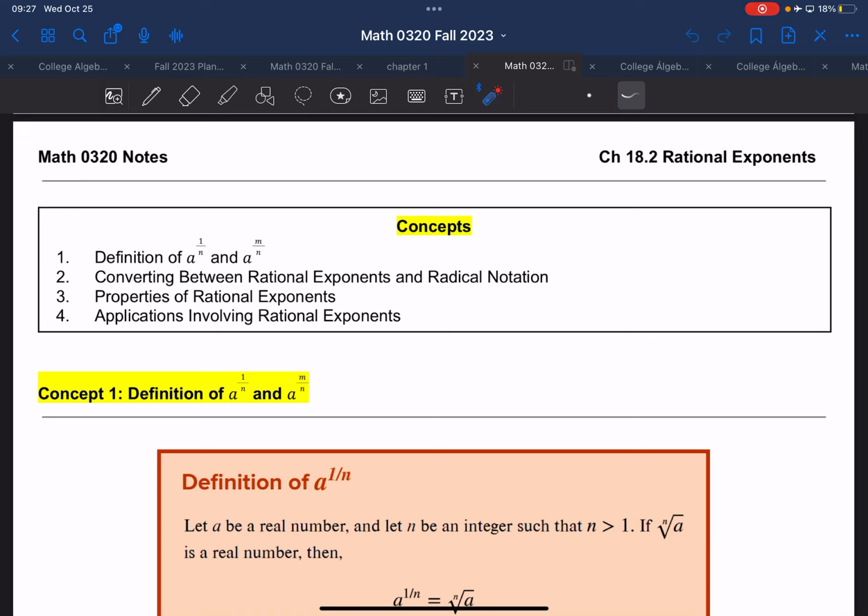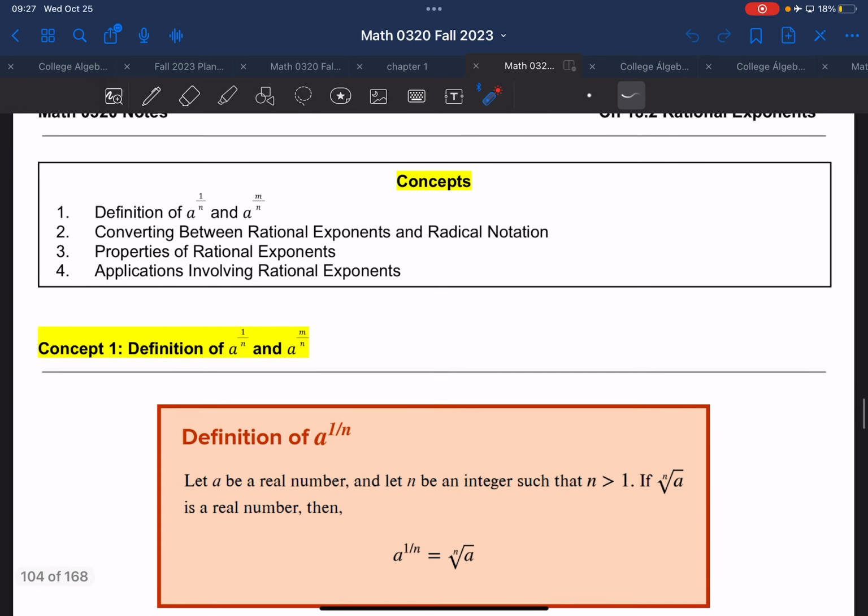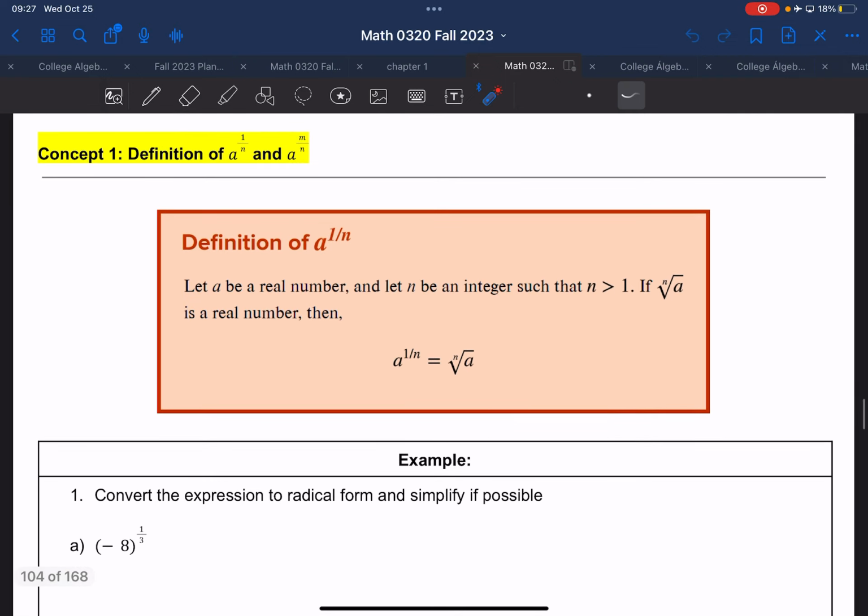So we're going to go over the definition of a to the 1 over n and the definition of a to the power of m over n. We're going to learn to convert between rational exponents and radical notation, the properties of rational exponents, and then a few applications.